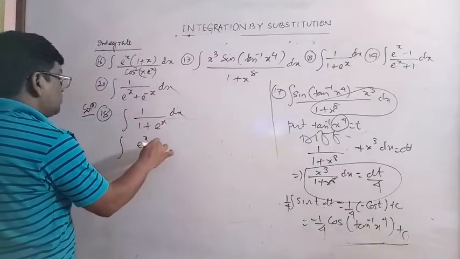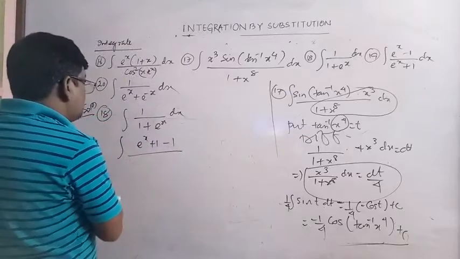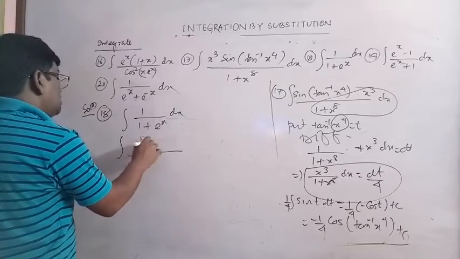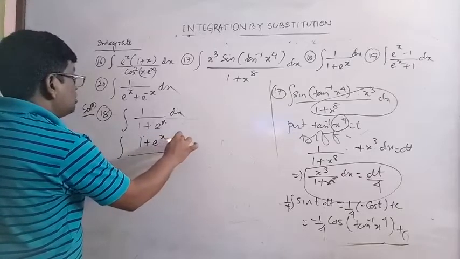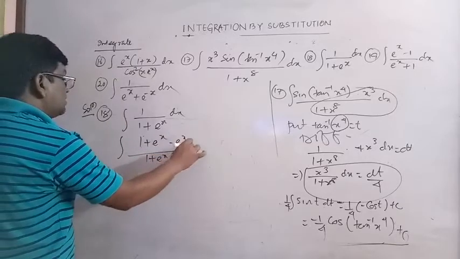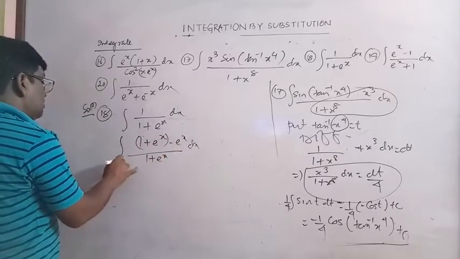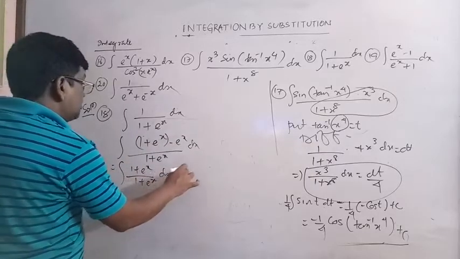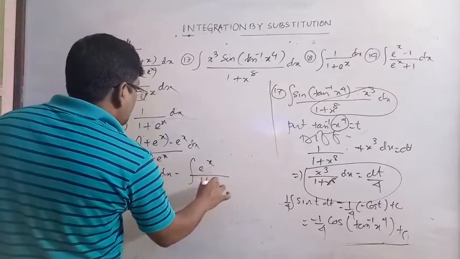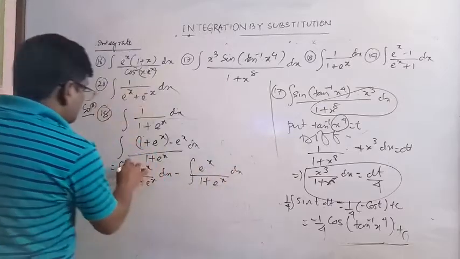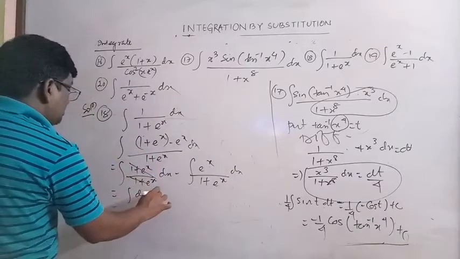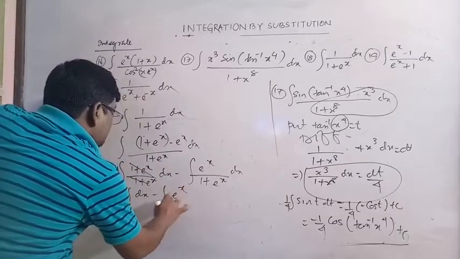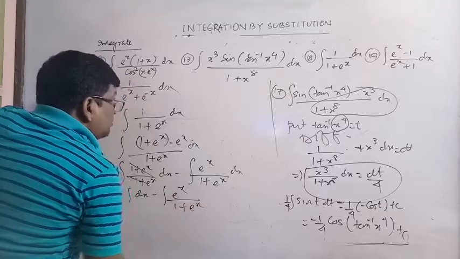This is equal to e to the x plus 1 minus 1, that is, 1 plus e to the x minus e to the x divided by e to the x dx. Separate this: integration of (1 plus e to the x) by (1 plus e to the x) dx, minus e to the x divided by (1 plus e to the x) dx. So this cancels, and we get integration dx minus integration e to the x by 1 plus e to the x dx.